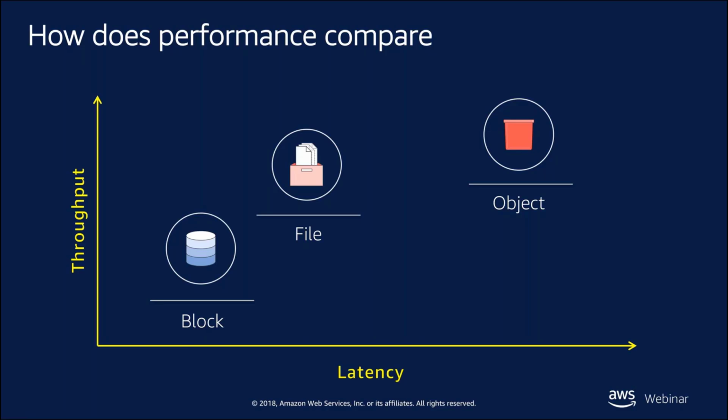When you look at this, you really see that a file system is a nice sweet spot right in the middle, where we have lower latency than object, and higher throughput than block, and we have the added benefit of being able to be accessed from multiple clients concurrently.